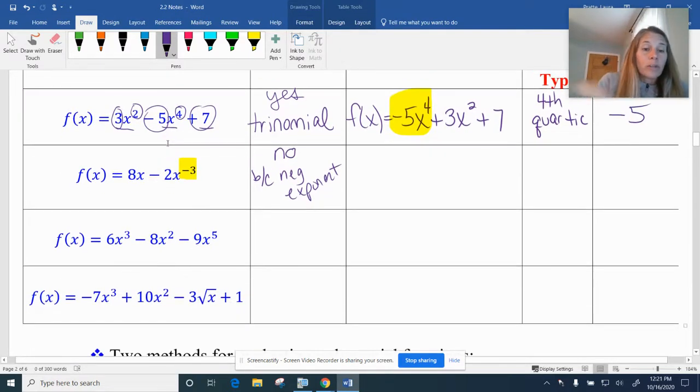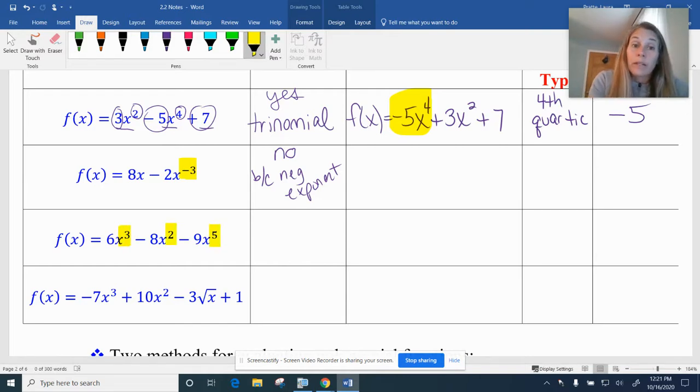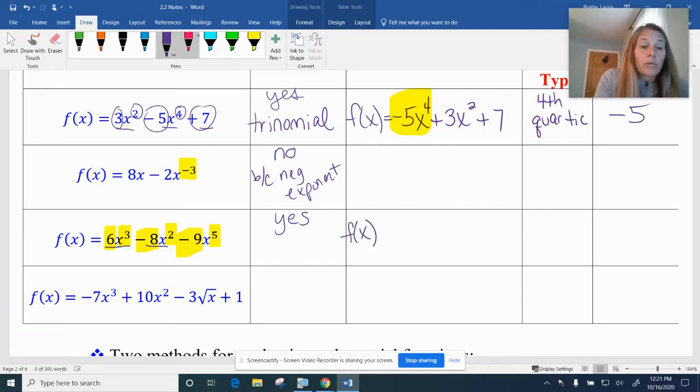Okay, the next question. First thing I'm going to do is look at my exponents. All 3 of my exponents are positive whole numbers, so that criteria has been met. Then I'm going to look at all my coefficients, and I see that they're all real numbers. So yes, this is a polynomial. And now I'm going to put it into standard form. Now this one also, because there's the 3 separate terms, it would also be considered a trinomial. It's still a polynomial, but that's just a more specific name that you can use.